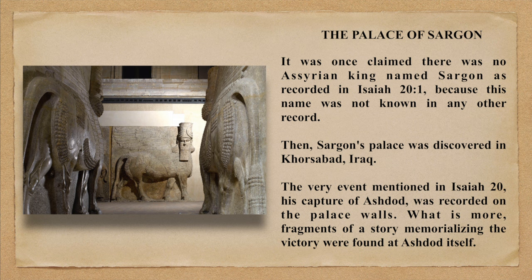It was once claimed that there was no Assyrian king named Sargon, as recorded in Isaiah 21, because this name was not known in any other record. And this is common. They say, well, outside the Bible, where is this recorded? Oh, if it's not found in any other document, then therefore we can't believe it. And they'll shoot their mouths off and say this stuff. And then, oops, archaeology shows it is found outside the Bible. Gee, what do you know? But they don't go back and say, oh, I guess we were wrong, I guess we misspoke. Nope. They will never own up to the fact that they shot their mouths off about the historical reliability of the Bible. They'll never print a retraction. They will never put in the newspaper, I was wrong. They will never print a book.